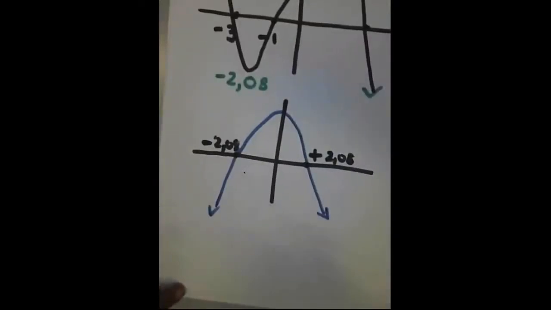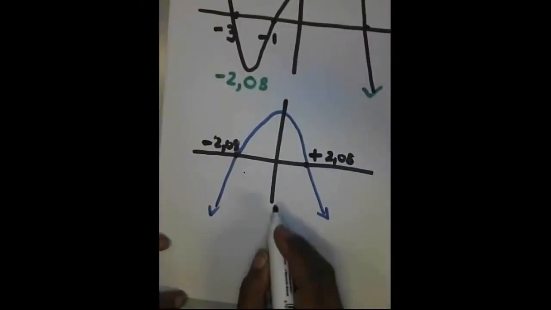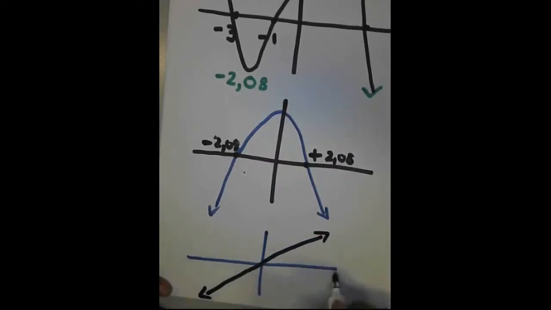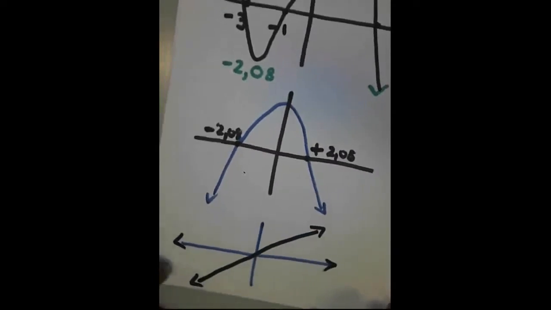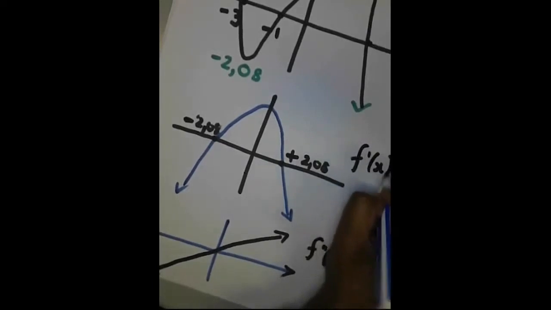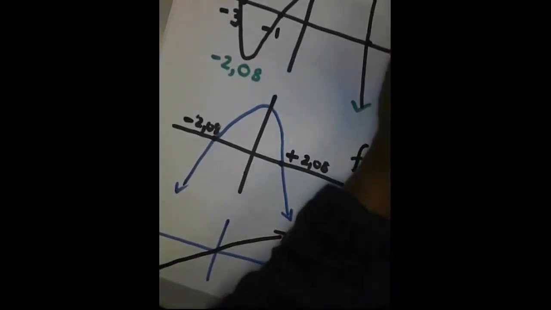So what does that then mean? That then means I get a line equal to 0. This is what my line does. That's the line x equal to 0. Right. So this is the second derivative. This is the first derivative. And this is my original sketch.